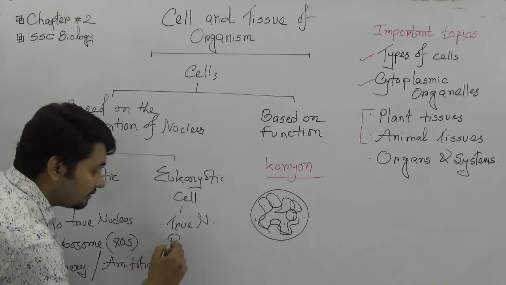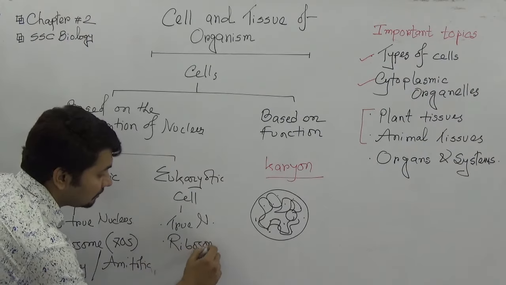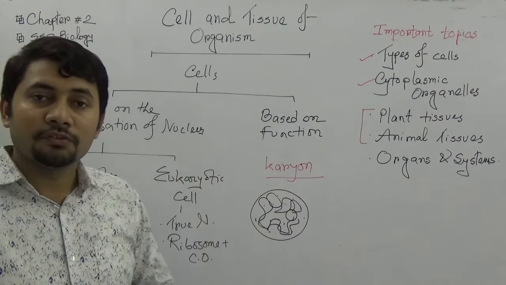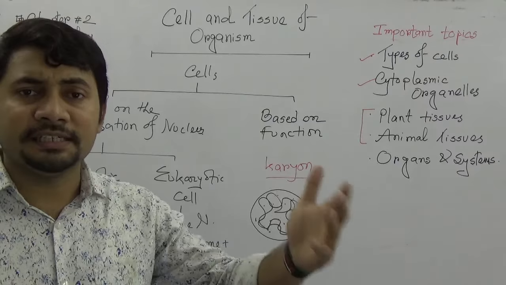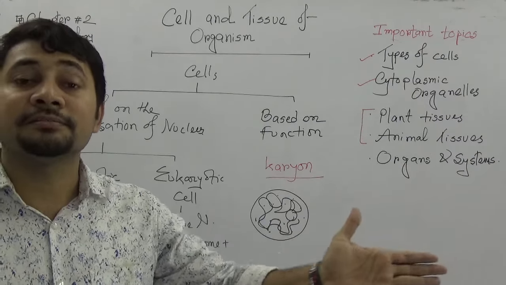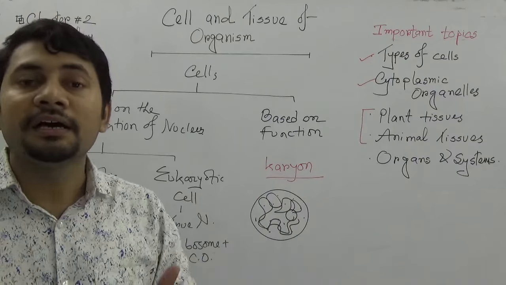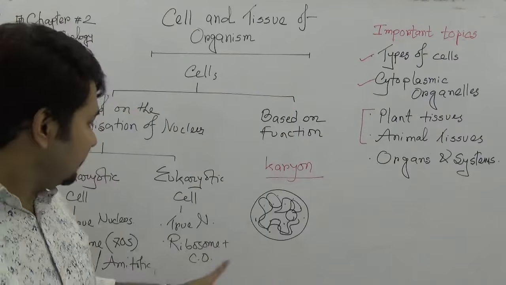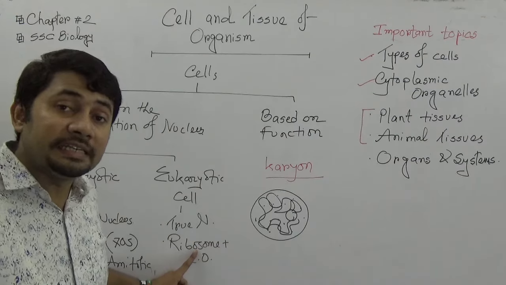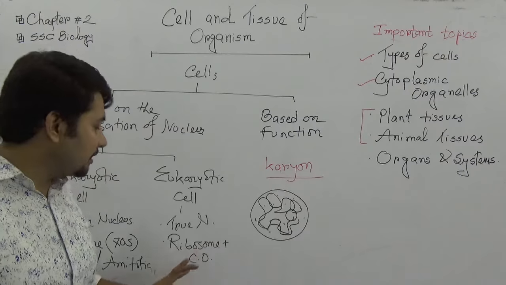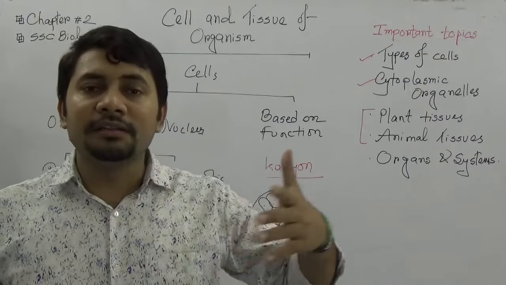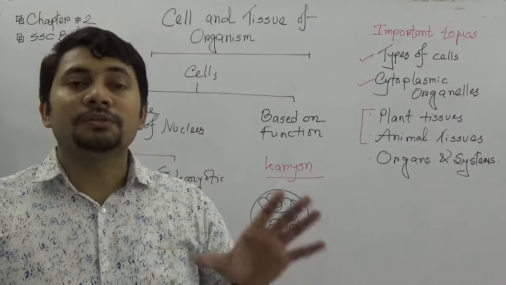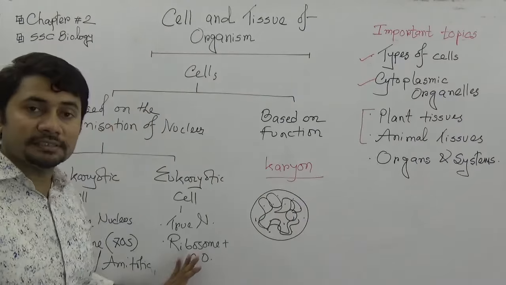Second, there would be ribosomes and other cytoplasmic organelles. Like I said earlier, the ribosome, centrosome, lysosome, Golgi body, plastid, mitochondria, and centrioles will be present inside the cell. Here the ribosome would be 80S type, and most importantly, eukaryotic cells are all living cells, most like higher class animals and higher class plants. So these cells are eukaryotic cells.